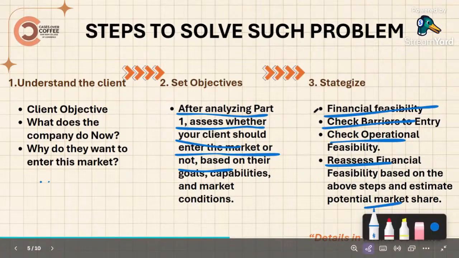Now, what we do in the market feasibility, we try to, just give me a second.